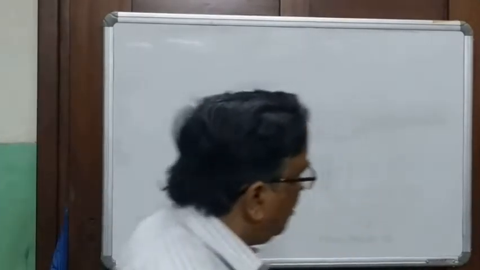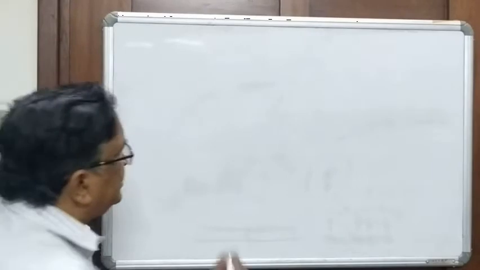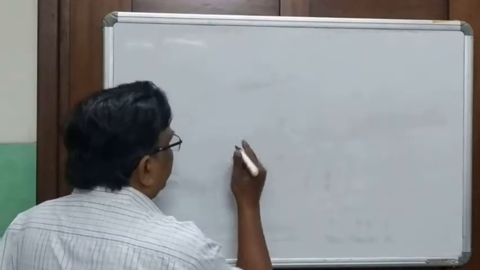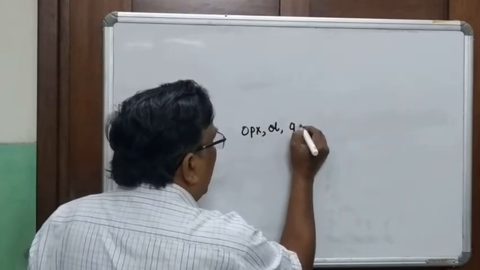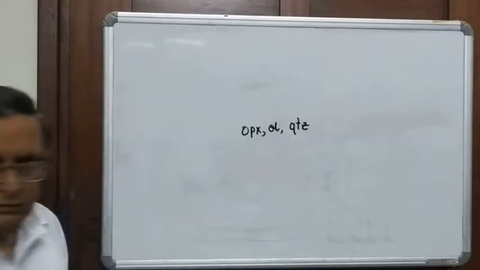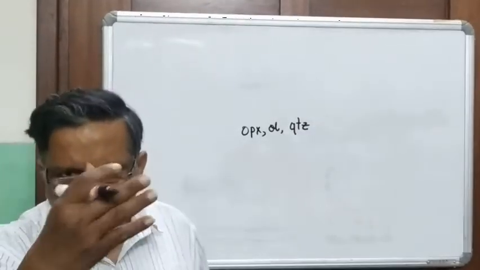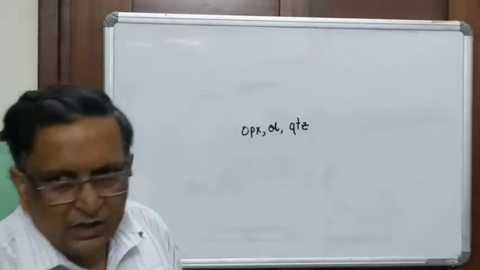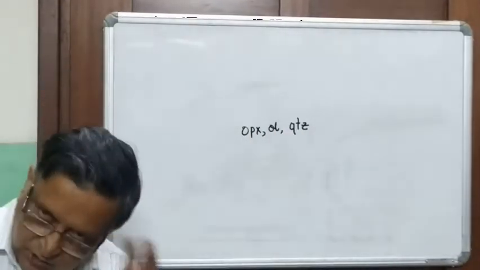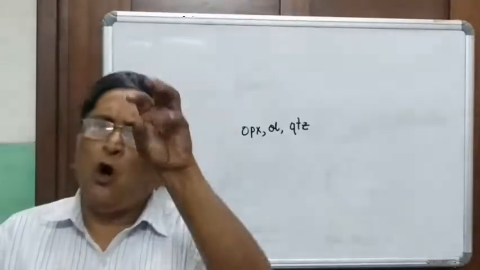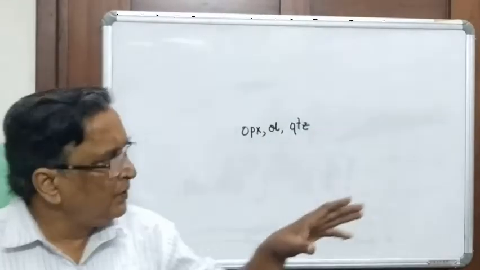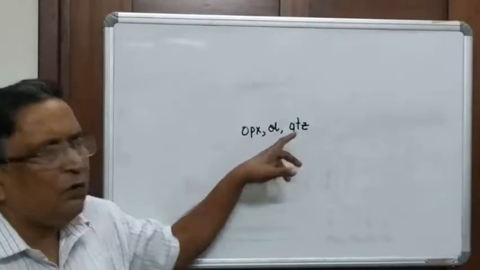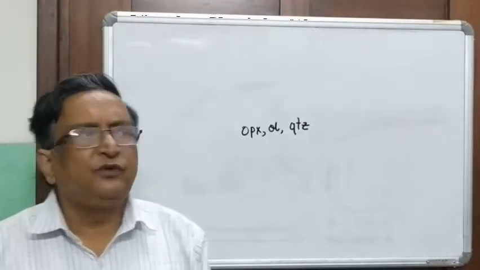Now say for example, I ask you, what is the system component if a rock contains, let's make it simple, orthopyroxene, olivine, and quartz. I, as a teacher, ask you to find out the system component of a rock or a domain or a subdomain in a rock, whatever the system I have chosen. It doesn't matter. Orthopyroxene, olivine, quartz. I ask you to find out the system component.